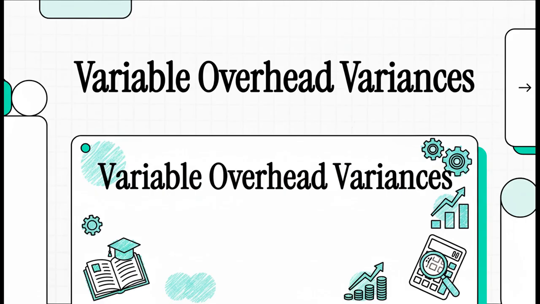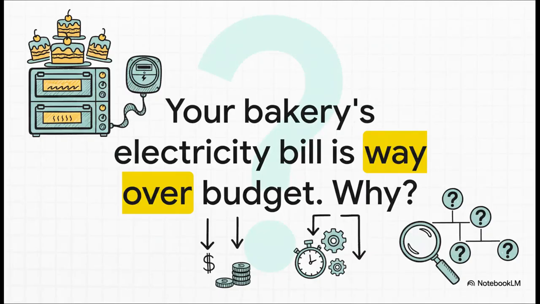Ready? Let's do this. Okay, so let's put this into the real world. Picture this. You've got a bakery, right? Business is good. But then you get the electricity bill, and whoa, it's way over budget. And here's the kicker. You made exactly the number of cakes you planned. So what happened? Did the power company jack up the prices? Or were your ovens running for way too long? How on earth do you figure out the real culprit?